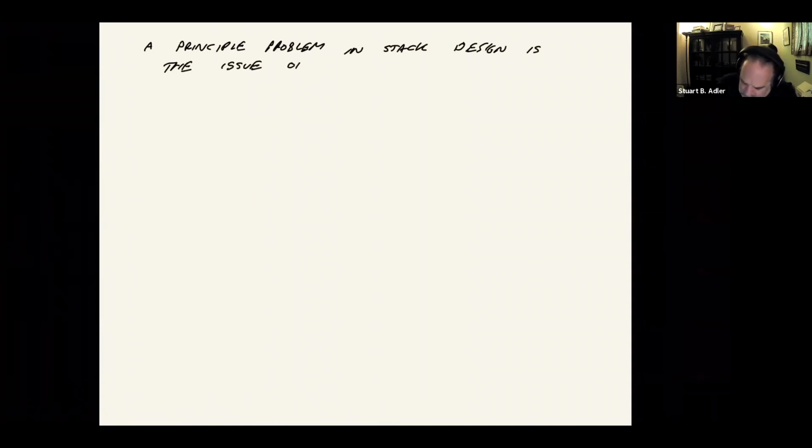In stack design, we're always dealing with gradients. So we've talked about polarization curves before. If you have the cell voltage as a function of current density, I'm describing cell polarization data.